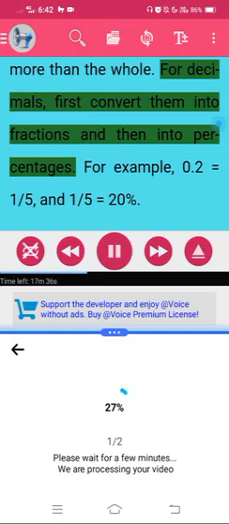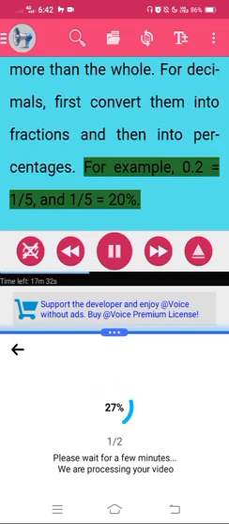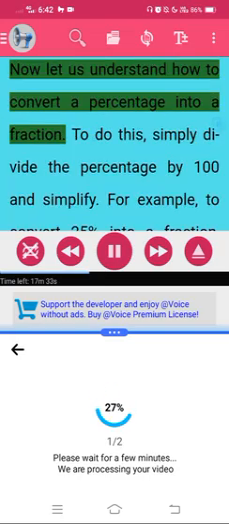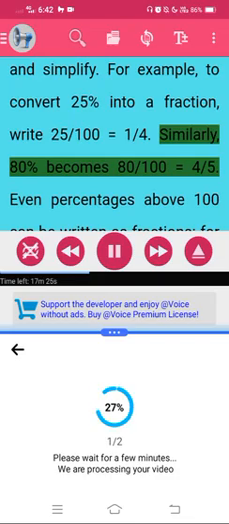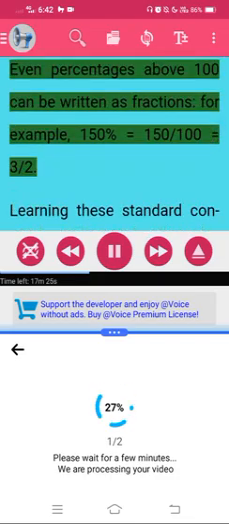For decimals, first convert them into fractions and then into percentages. For example, 0.2 equals 1/5, and 1/5 equals 20%. Now let us understand how to convert a percentage into a fraction. To do this, simply divide the percentage by 100 and simplify. For example, to convert 25% into a fraction, write 25/100, equals 1/4. Similarly, 80% becomes 80/100, equals 4/5. Even percentages above 100 can be written as fractions. For example, 150% equals 150/100, equals 3/2.